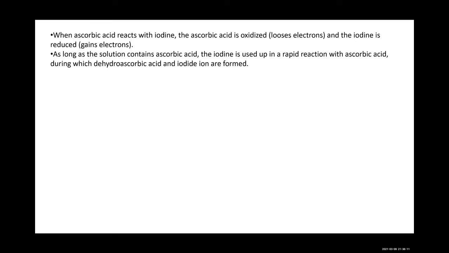When ascorbic acid reacts with iodine, the ascorbic acid is oxidized, it loses electrons, and the iodine is reduced, or it gains electrons. As long as the solution contains ascorbic acid, the iodine is used up in a rapid reaction with ascorbic acid, during which dihydroascorbic acid and iodide ion are formed.